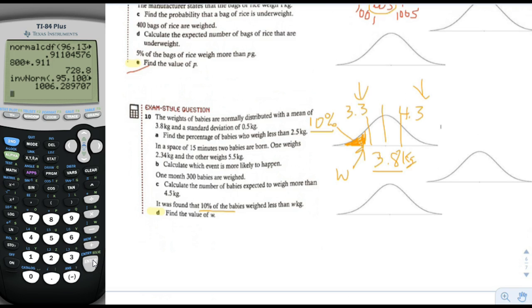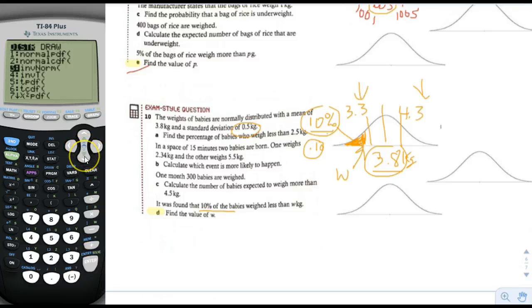If we already know the left region, that's exactly what the calculator wants. The calculator wants the left region, 10%, also known as 0.1, 0.10, if that makes it easier for you to think about it. The mean of 3.8 is another thing it wants, and the other is the standard deviation of 0.5. We're going to do inverse normal. I think you're getting pretty comfortable with inverse normal now too, right? The only tricky thing is when you have a right region instead of a left region. The region is 0.1. The mu is 3.8, and the sigma is 0.5.